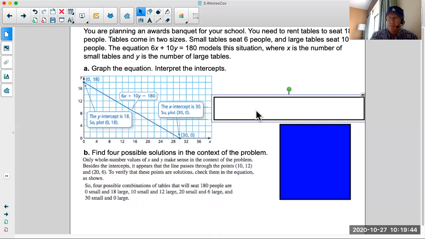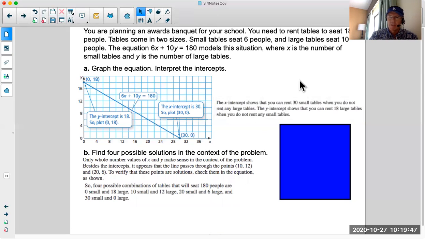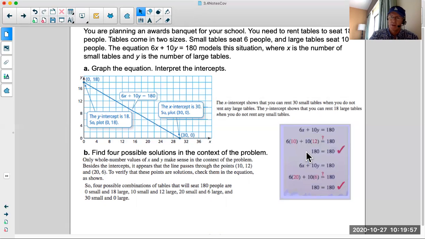Okay, so there's 4 possible solutions that work to get you to your 180 for your Dodger Award banquet. And again here, the x-intercept shows that you could do the 30 small tables and 0 large tables. This shows 0 small tables and 18 larges, okay? And again, notice how they all check.